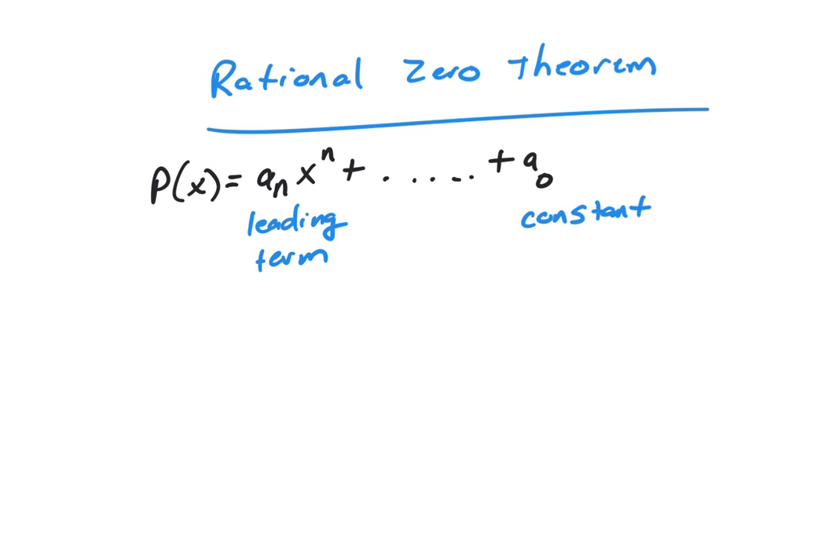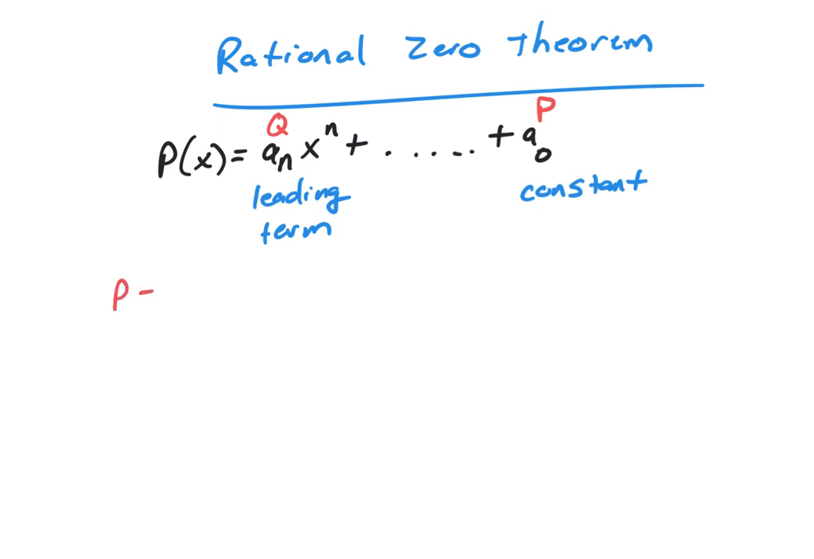Okay, and that's why I just put some dots there, because we might have this big old long polynomial, but I don't care about all the stuff in the middle. All I care about is make sure it's in standard form first, and then pay attention to the first term and the last term, basically. This term here is what we call our p-value, and the leading coefficient is what we call our q-value.